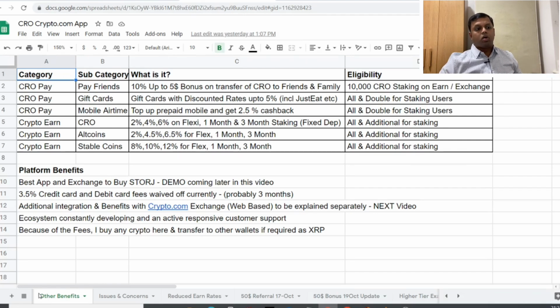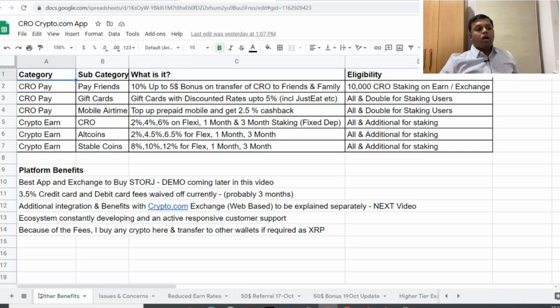But in crypto.com, they're waiving it off. So basically you can buy with zero fees, zero debit card or credit card fees, when you're buying crypto using your debit card or credit card. And there is additional integration to the exchange that we talked about. We'll cover it in a separate video, but there are a lot of benefits where you can buy crypto for 50% discount. I'll explain about the syndication concept when I cover the exchange.